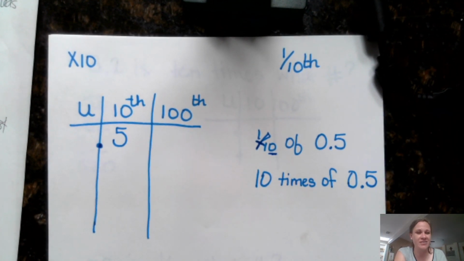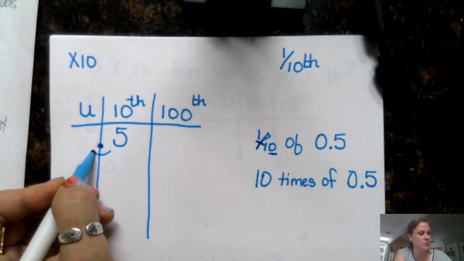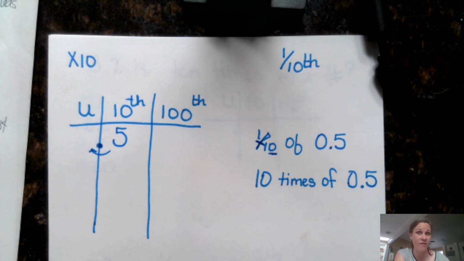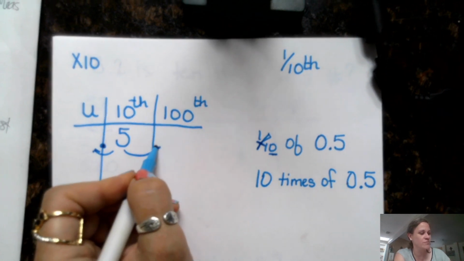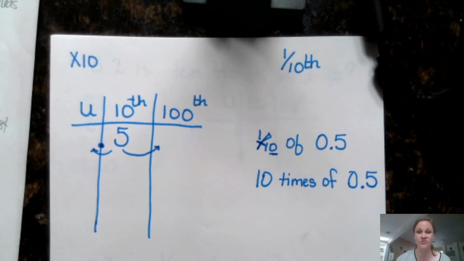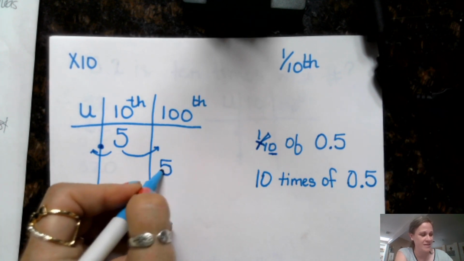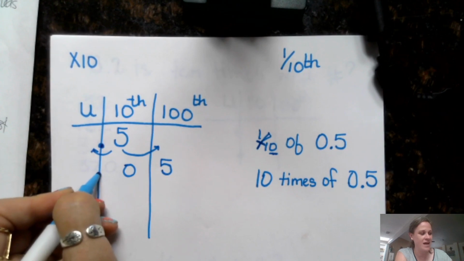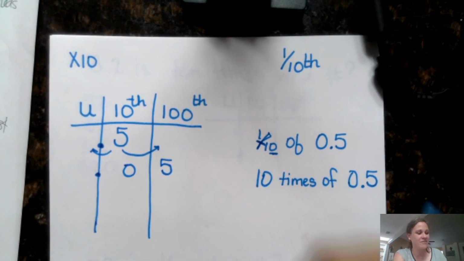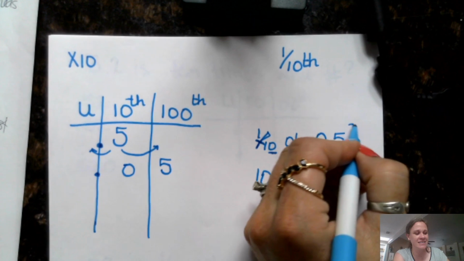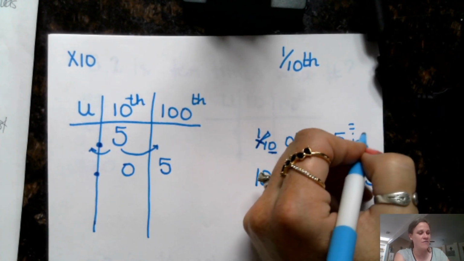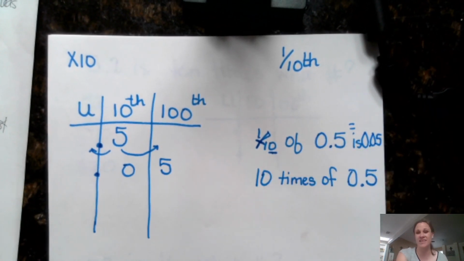So you need to ask yourself, if I want to make this decimal smaller, would I move it to the left and make it 5 wholes? Or would I move it to the right and make it 5/100ths? Yeah, 1/10 would go here and it would become 5/100ths. So 1/10 of 5/10 is, notice is my equal sign, 5/100ths, okay?